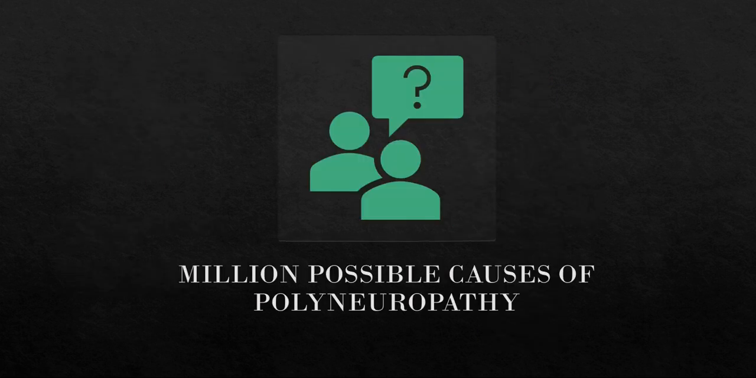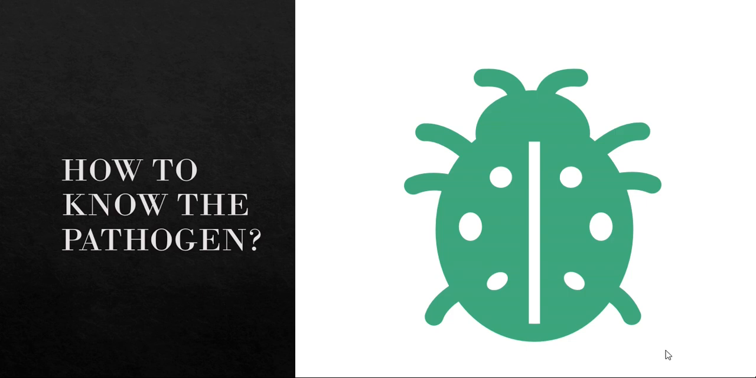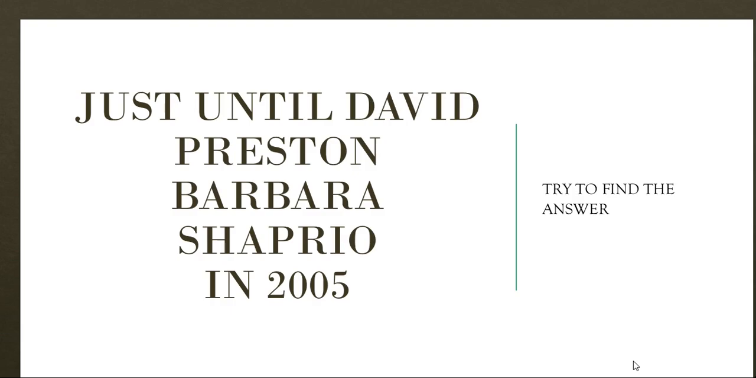And I know the most challenging thing for most EMG specialists is the 1 million possible causes of polyneuropathy. There are a lot of causes of neuropathy, from endocrine to deficiencies to metabolic causes, toxins, infections. So what I'm going to do today is give you some information on how to narrow down the possibilities, so you're able to know what the pathogen is.